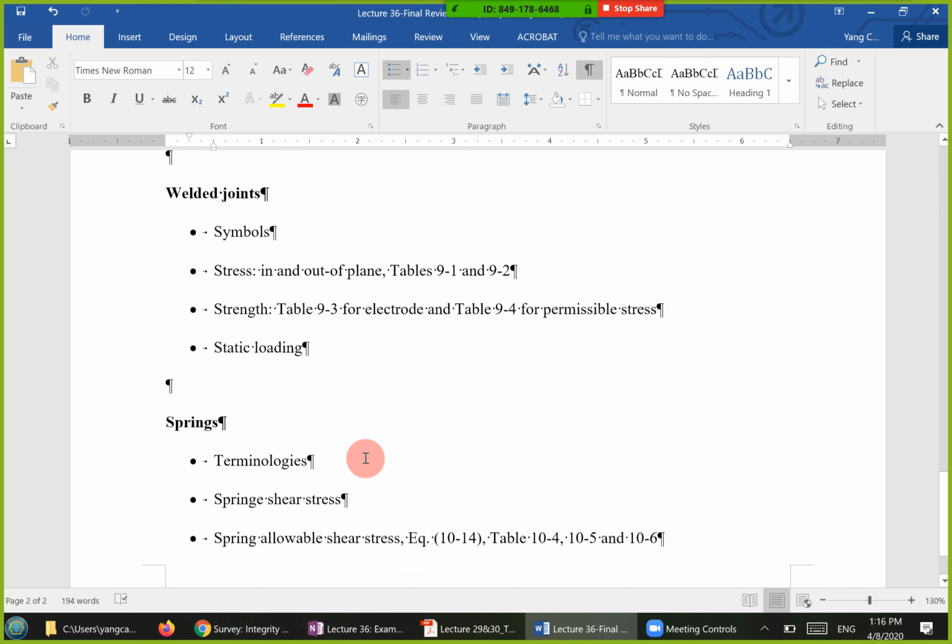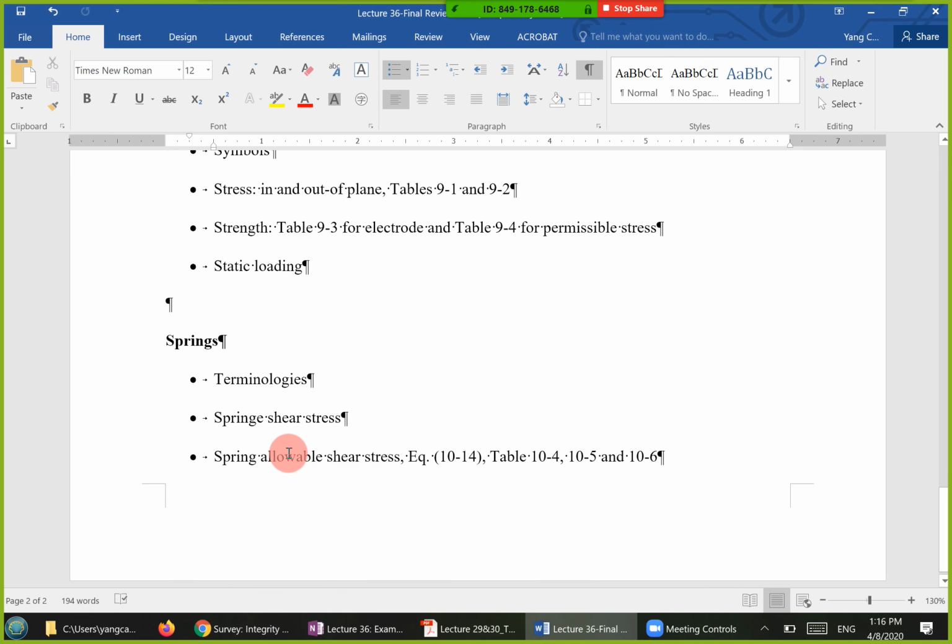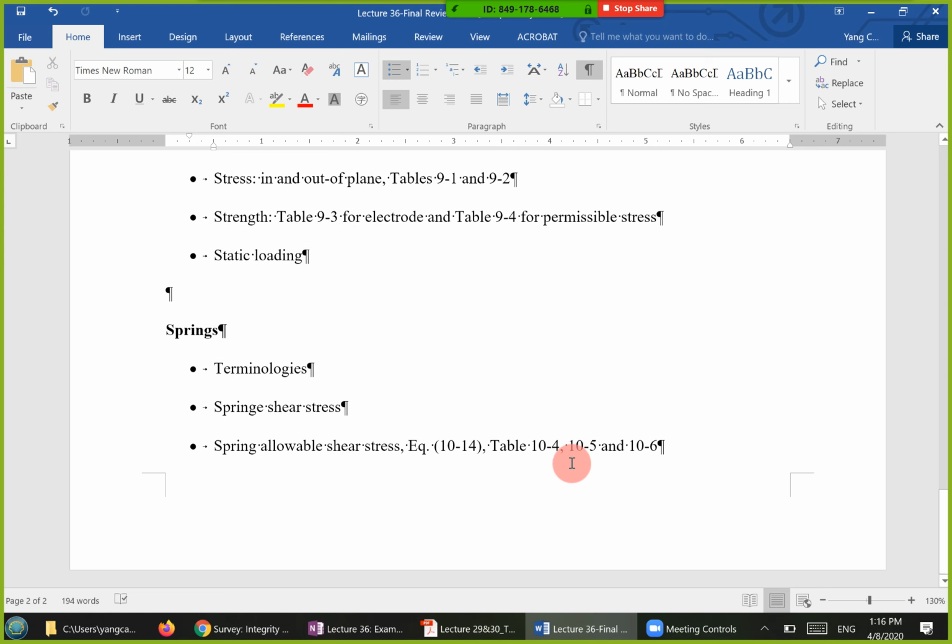Springs are what we have just finished. We focus on the mechanical compression spring. There is shear stress in the spring, and again you have different tables to look up before you can find the right value. So that's all we have learned after the midterm.